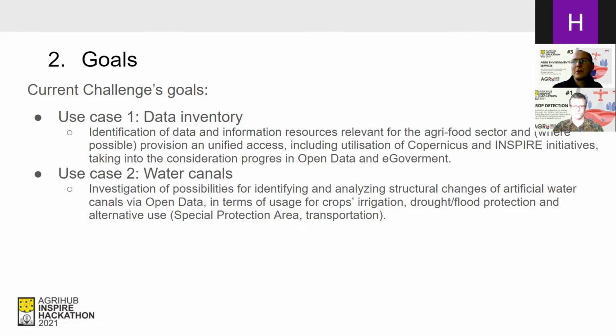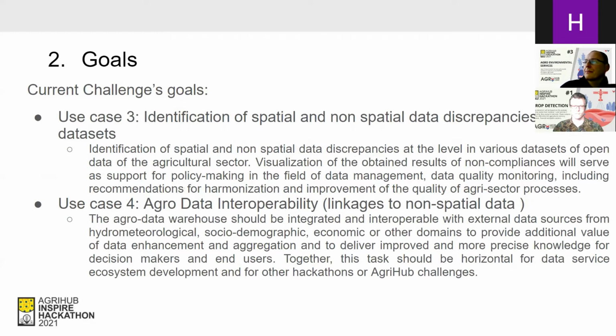The second one goes towards the so-called blue layer, especially towards the artificial water canals, where we would really like to see whether we are able, with the data made available, to analyze some changes in time, and to see whether these changes can also help us identify possible crops irrigation, or identify the aspects related to the drought or flood protection, or to see whether these canals could be in the future turned to the new type of usage, which will be really useful for the target region and area.